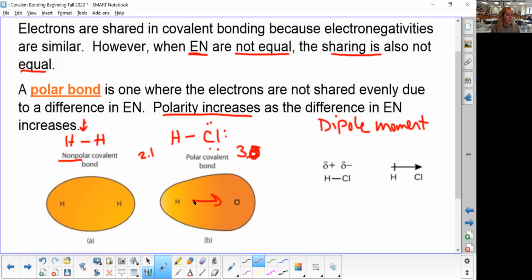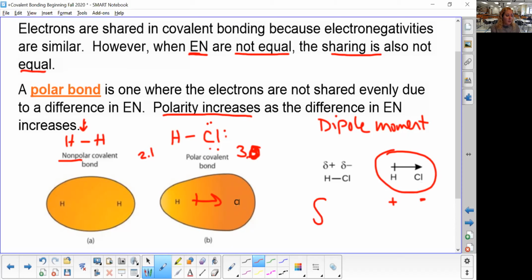And so a dipole moment gets written as an arrow, as you can see here. The arrow points towards the more negative end, and the positive end of the molecule is the end with the plus sign, meaning the electrons are going to spend more time next to the chlorine than the hydrogen. That's going to make this molecule polar as well.